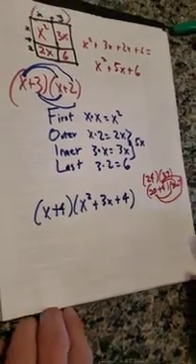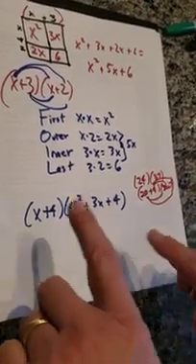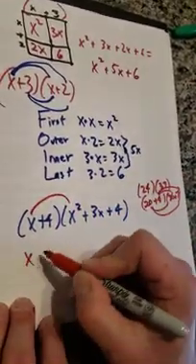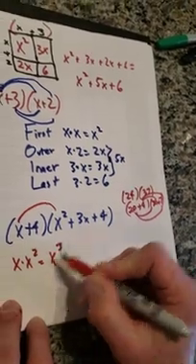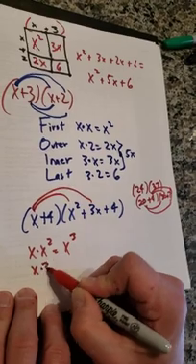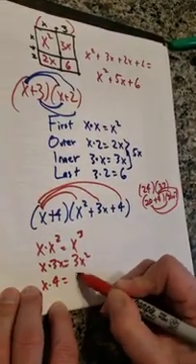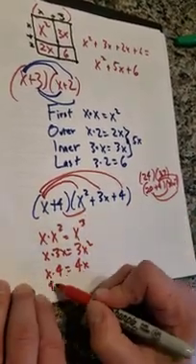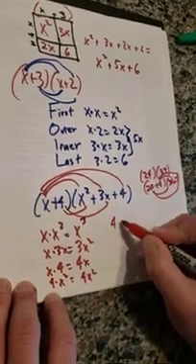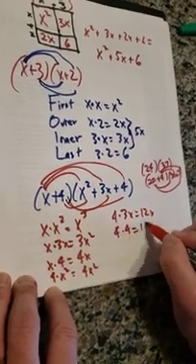So I teach FOIL not because of FOIL. I teach FOIL as a reminder that what you're trying to do when you multiply polynomials is multiply everything here times everything here. So we're going to multiply x times x squared, which is x cubed. Remember, if the bases are the same, add the exponents. x times 3x, which is 3x squared. x times 4, which is 4x. 4 times x squared, which is 4x squared. 4 times 3x, which is 12x. And 4 times 4, which is 16.